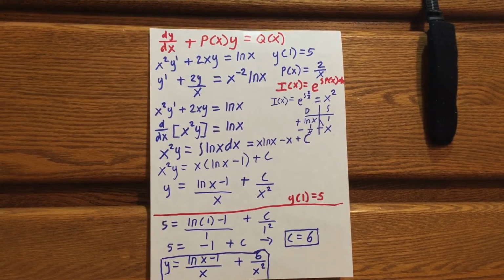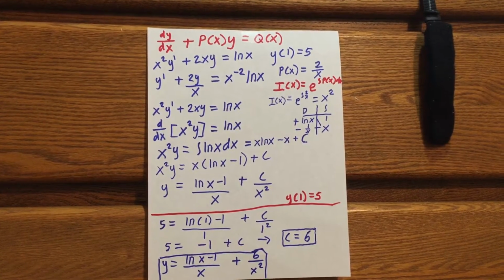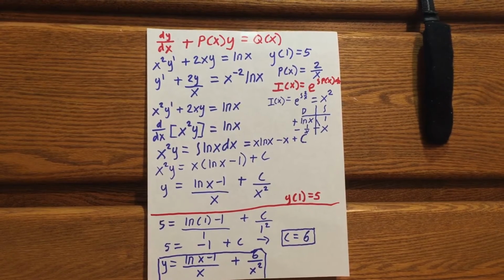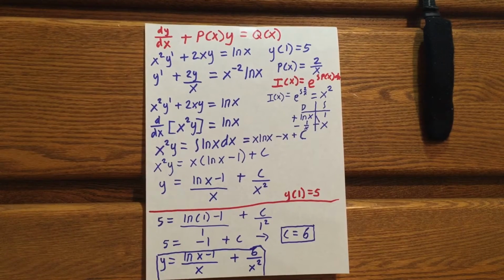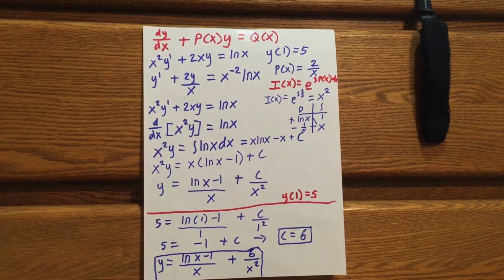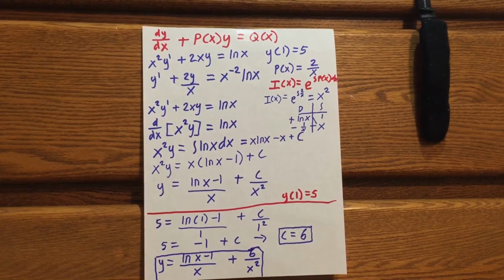And so what I'm going to do is divide everything by x squared, so I can get the y prime by itself in the front of the equation. So once I divide by x squared, you're going to end up with y prime plus 2y over x equals x to the negative 2 power times ln x.